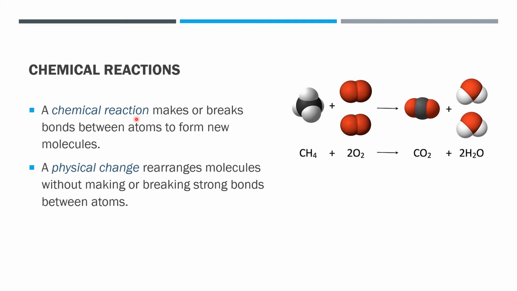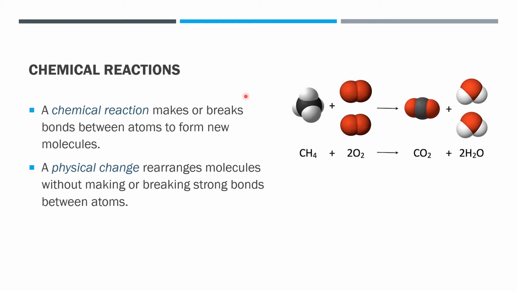A chemical reaction makes or breaks bonds between atoms to form new molecules. Well, what is a chemical bond exactly? For now, think of it as a very strong attraction between a pair of atoms. We'll spend quite a bit of time later in the course answering that question.